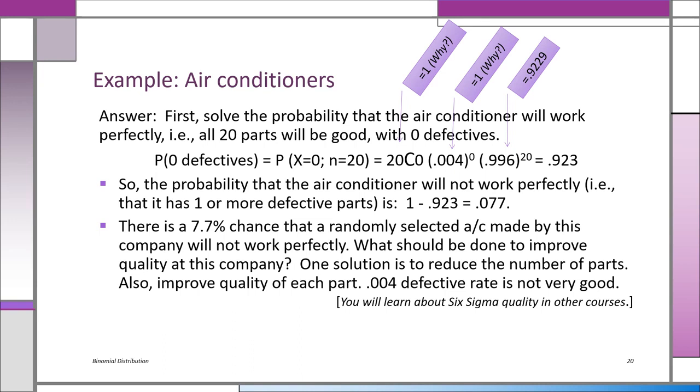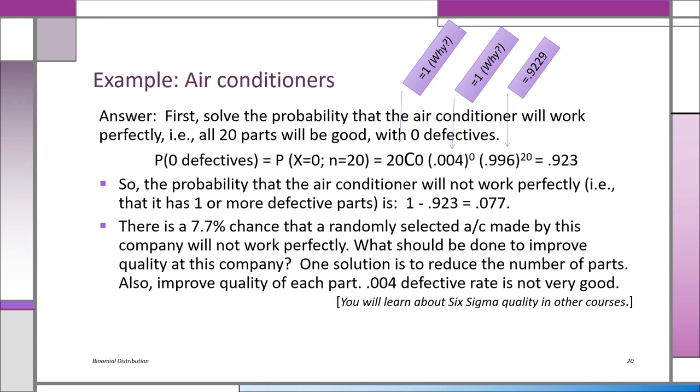So that's 20 combination 0, times 0.004 to the 0 power, that's the defective side, you have 0 defectives. And 0.996, that's the probability each part works perfectly, to the 20 power, because you want all 20 parts to work perfectly. That works out to, remember, 20 combination 0 is just 1. 0.004 to the 0 is 1. All you've got to do is 0.996 to the 20 power, you get 0.923, and that answers the question of the air conditioner working perfectly. All 20 parts are good, no defectives.